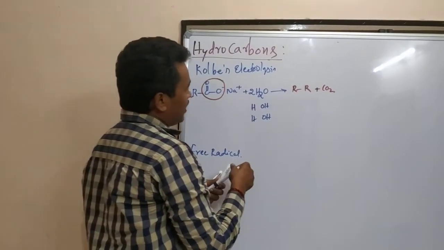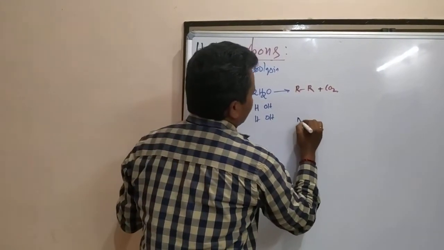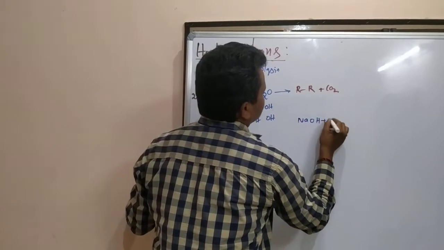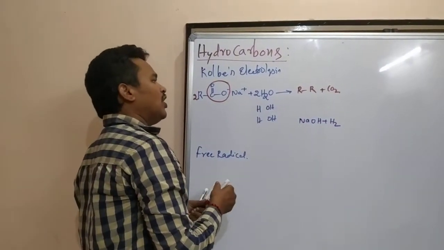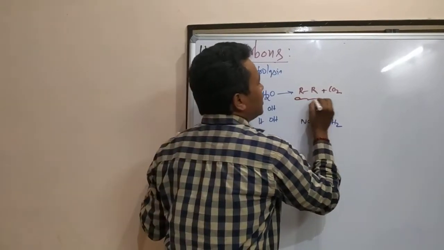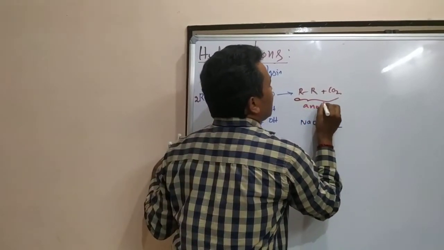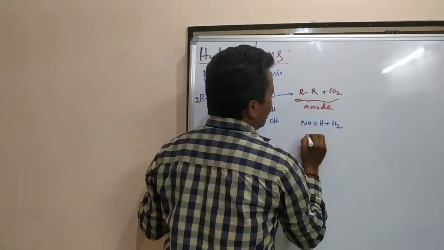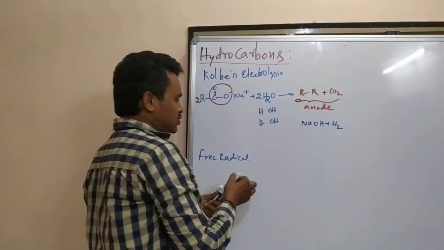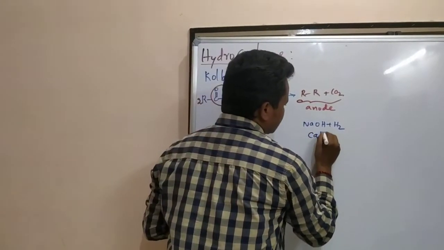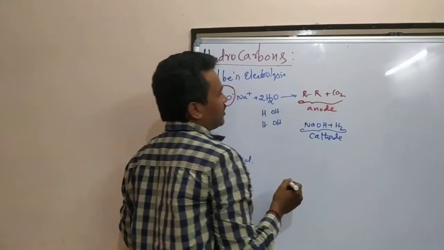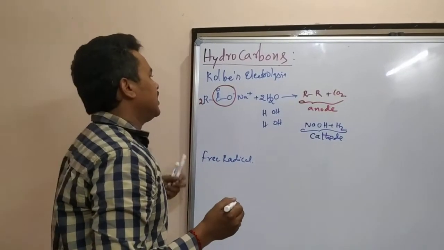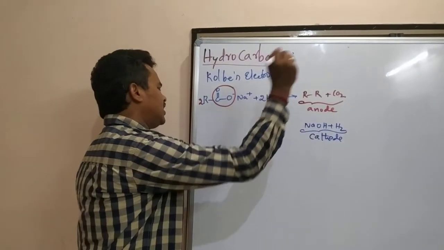Similarly, what is there here? NaOH plus H2. There is a free radical mechanism here. What we have to keep in mind is, this is going to form at the anode. This is avoiding the examination. This is going to form at where? Cathode. This is going to form at the cathode. These two are coming, releasing at the cathode.